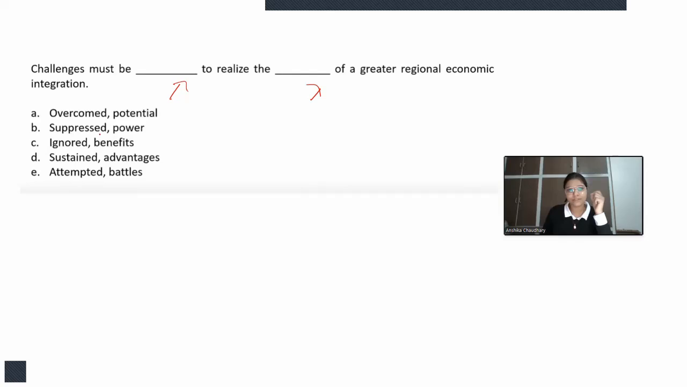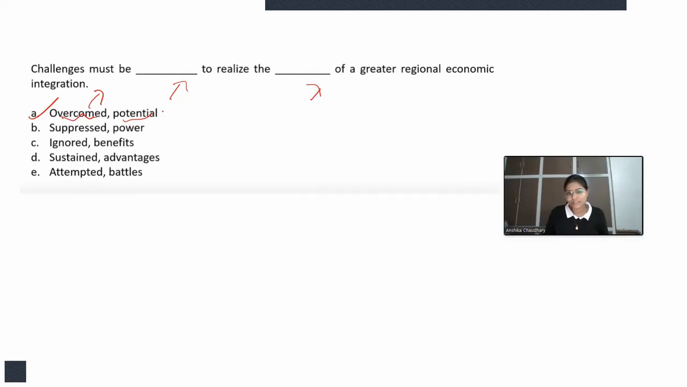Now, challenges must be. So let's put option number A. Challenges must be overcome to realize the potential of a greater regional economic integration. So it is okay, right? And the answer is this only. But how I'm finding it: challenges must be overcome. Overcome means we need to face challenges. The meaning of that is we need to face challenges so that we can identify the potential of greater regional economic integration, right? So everyone should face the challenges rather than escaping them, right? So according to the concept of this sentence, both of the words are appropriate here.